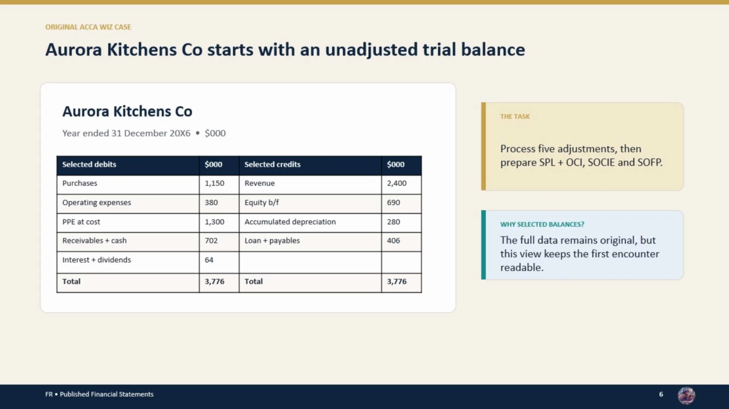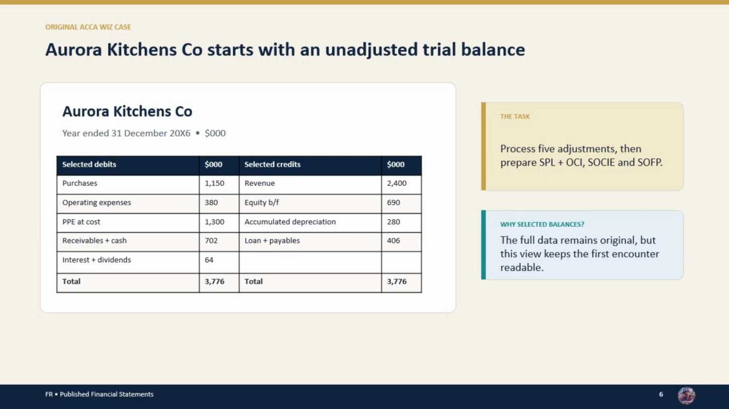Aurora Kitchens is our original case for the year ended the 31st of December 2026, with figures in thousands of dollars. Related balances are grouped to keep the first view readable. Opening inventory of 180 plus purchases of 1,150 gives 1,330. Add operating expenses 380, property, plant, and equipment 1,300. Receivables and cash 702, and interest paid plus dividends paid 64. Debits total 3,776. Credits also total 3,776.